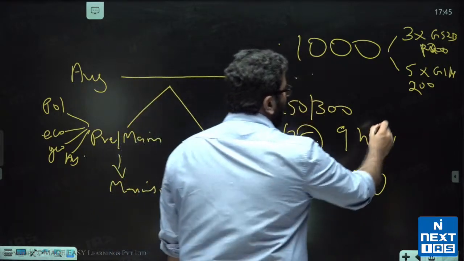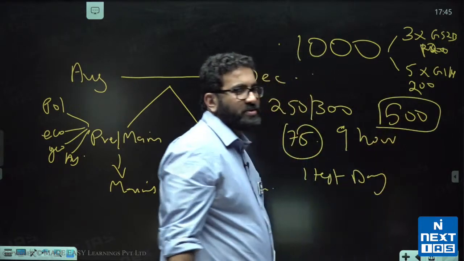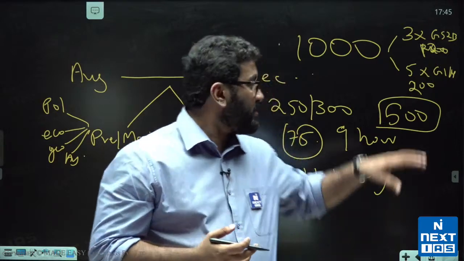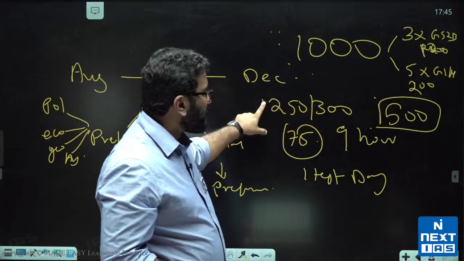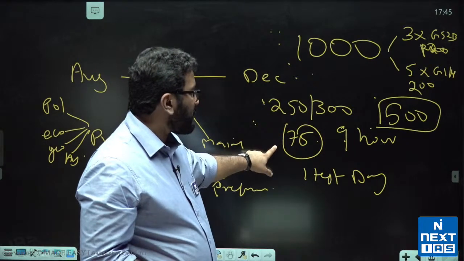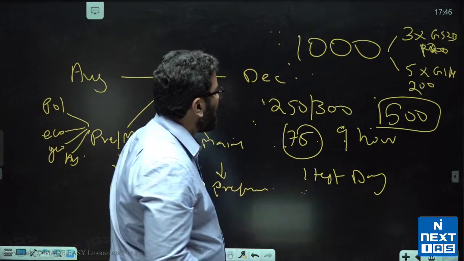You should remember at least 500 factual value additions across GS 1, 2, 3, 4, which will enrich your answers, right? This is something important. These are important numbers: 1,000 answers, 500 data points, 250 to 300 marks per month, 9 hours per day, 75 hours per week, 75 marks per week, 1 test per week, right?